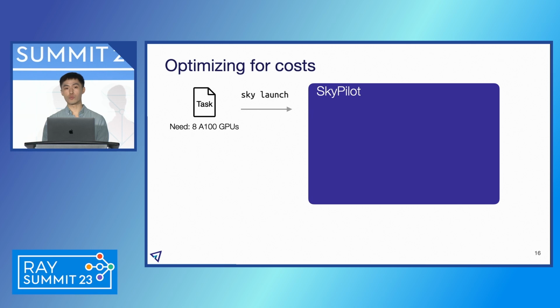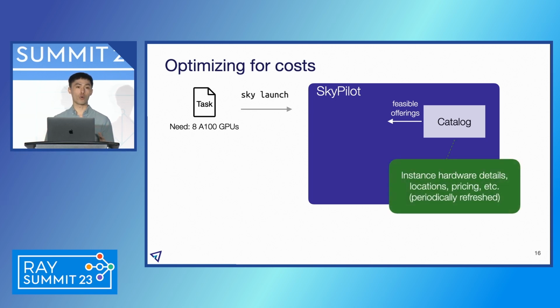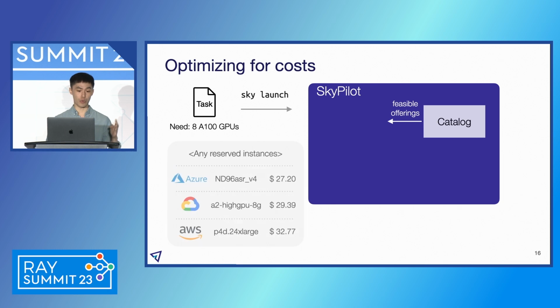Second, SkyPilot comes with an architecture that natively optimizes for lower costs. And here's how it works. So given a launch request, the first thing we do is to read from a catalog component. The catalog is simply a table recording all of the instance hardware details, their locations and their pricing, and we make sure the pricing is up to date. So from this catalog, we will filter a set of feasible offerings that satisfy this request. And it may look something like this table, including the cloud, the instance types, and the region and the pricing.